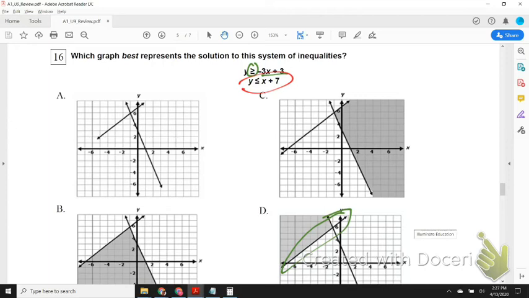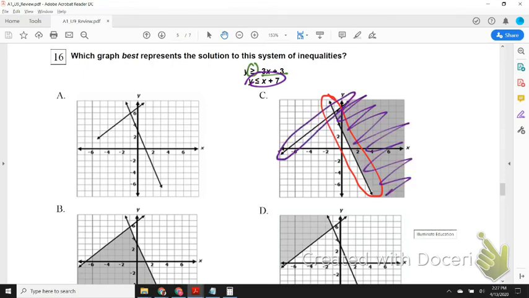Oops, that is the wrong graph. Oh, excuse me, my bad. Negative 3x plus 3, we're shading above. That's this line, or that's it. So I was wrong. Let's just make sure for this equation, y is less than or equal to x plus 7. So there is the x plus 7 line, and it's shading below. Okay, so our answer is going to be C. Sorry guys, brain fart. Okay, one last problem.